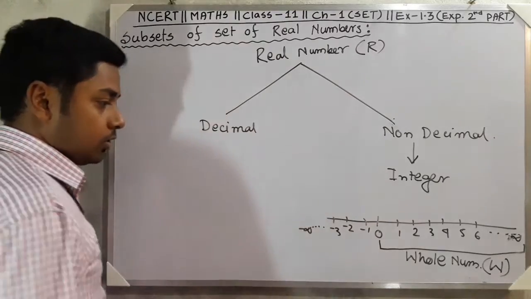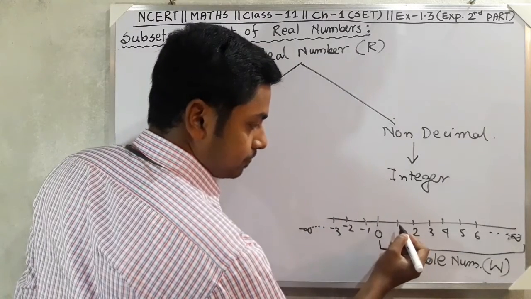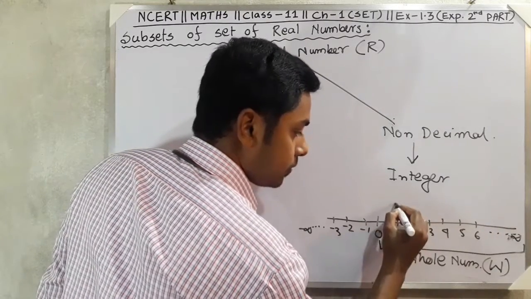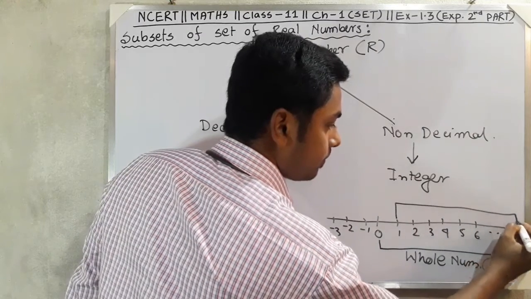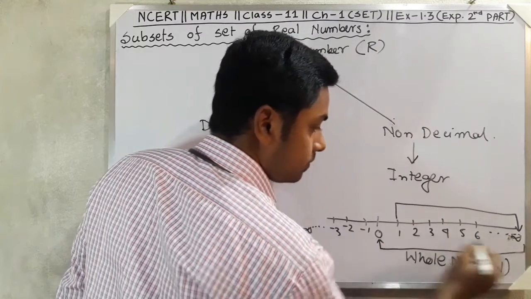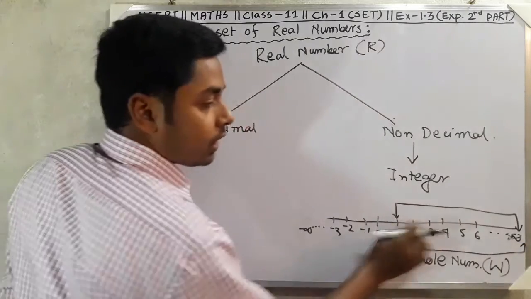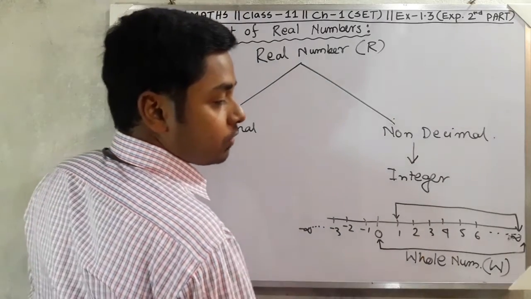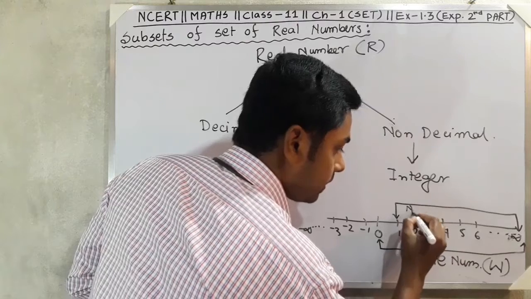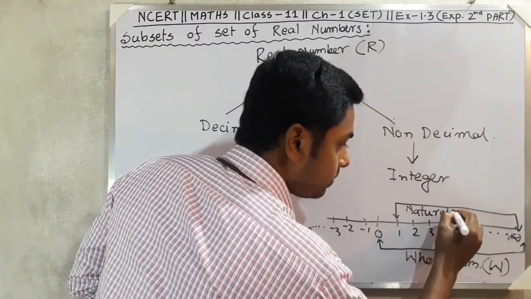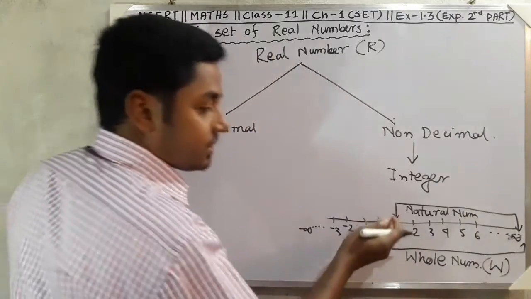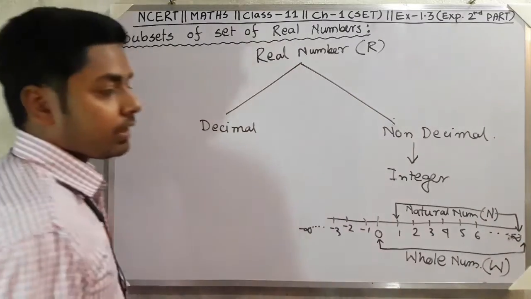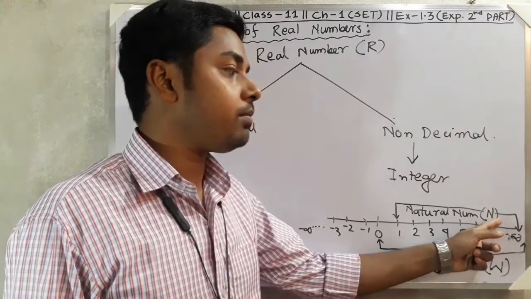Now if you take the elements from 1 to infinity, that is 1, 2, 3, 4, these are natural numbers. And the set of natural numbers is denoted by N.